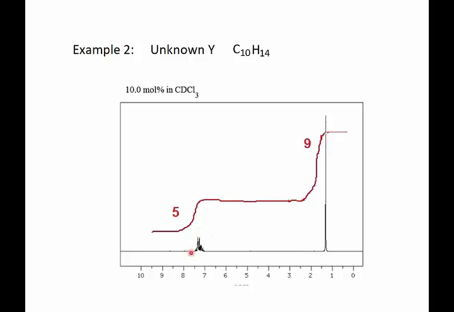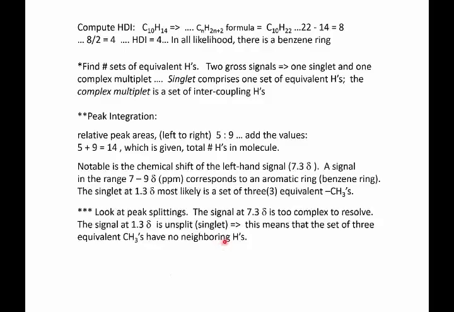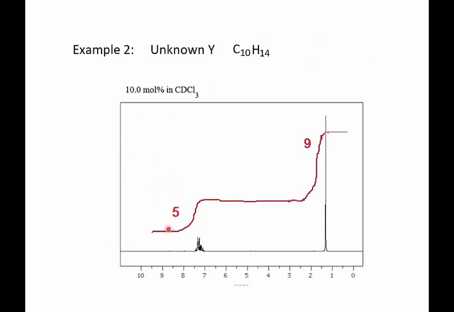The singlet would comprise one set of equivalent hydrogens. The complex multiplet would be a set of hydrogens that are coupling with each other, not coupling with the singlet hydrogens, but within each other. Now we look at peak integration. That is the area of 5 to 9. Well, the first thing you want to do, add those together. 5 and 9 make 14, the total number of hydrogens.